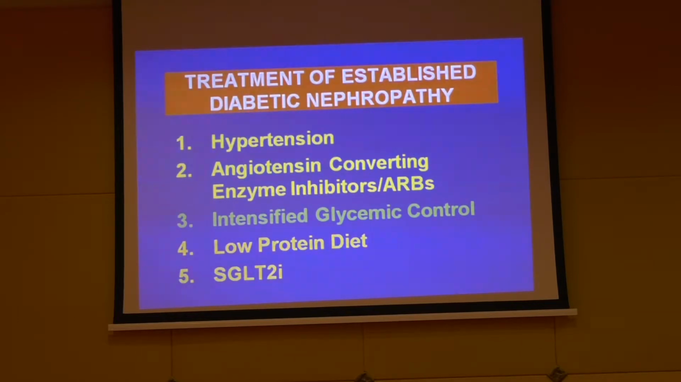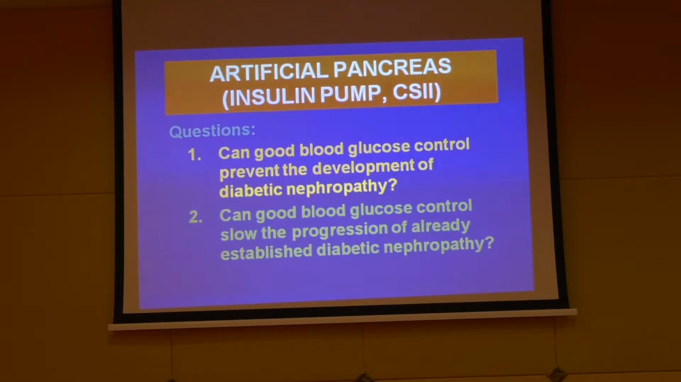Intensified glycemic control. So many years ago, when I was a faculty member at Yale, with Bob Sherwin, we asked the question, can good glycemic control prevent the development of diabetic nephropathy? And if it couldn't, could we at least slow the development? And so we had a very large grant to look at this from Mr. Kroc, from the Kroc Foundation. Does anybody know who Mr. Kroc is? Mr. Kroc owns McDonald's. And Mr. Kroc had diabetes, he had Parkinson's, and arthritis, and he funded research in those areas.